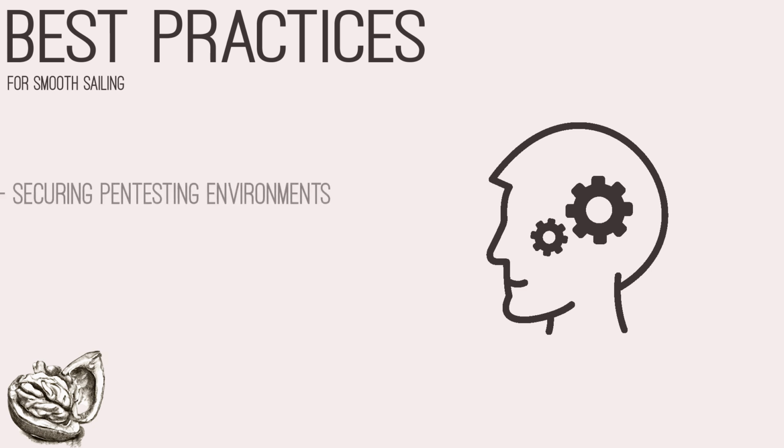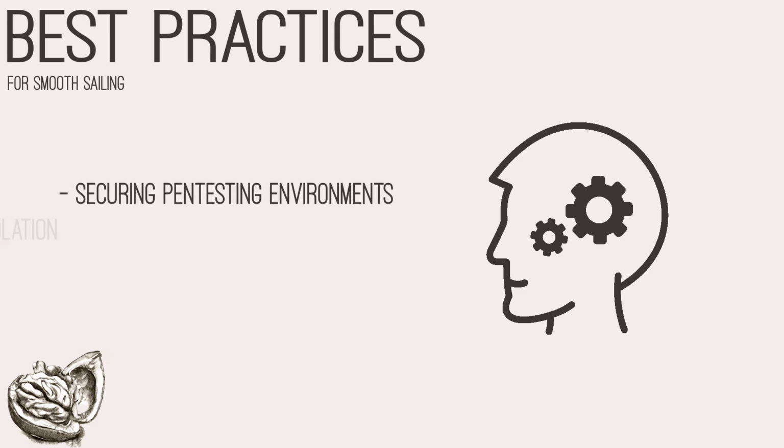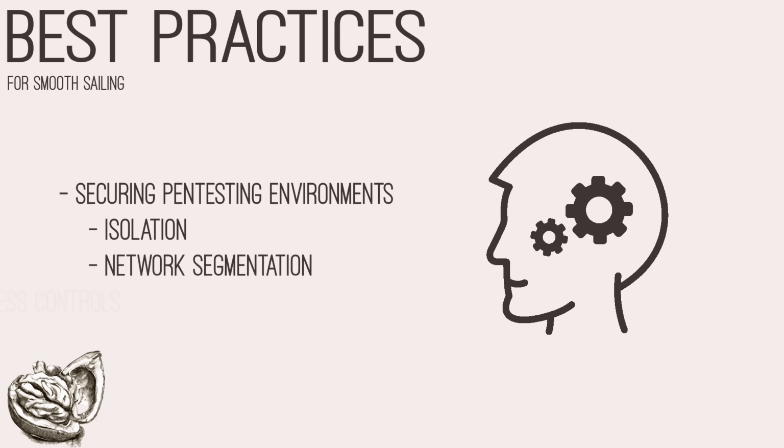That consists of isolation, network segmentation, and access control. Segregating your pen testing environment from production networks and systems prevents accidental disruption or compromise. Use virtualization and containerization technologies to create isolated testing environments that mimic real-world scenarios. Implement network segmentation to compartmentalize different stages of the pen testing process. Separate development, testing, and production environments to minimize the impact of security incidents and breaches.